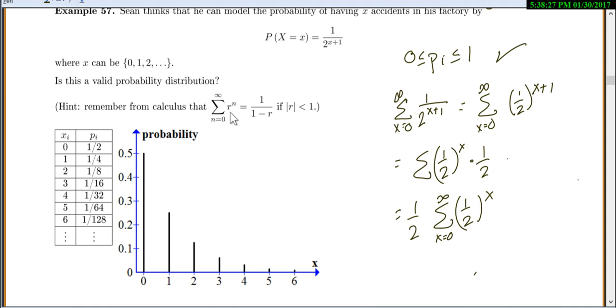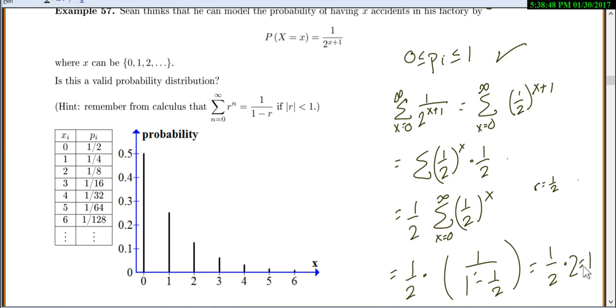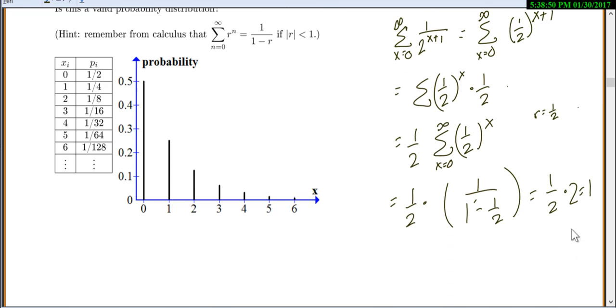So this seems pretty similar. r is going to be 1/2. And instead of n, we just have an x. So this is going to be 1/2 times 1 over 1 minus r, which is 1/2. And so this is 1/2 times 2, which equals 1. So it does all add up to 1, so check, and this would be a valid PMF.